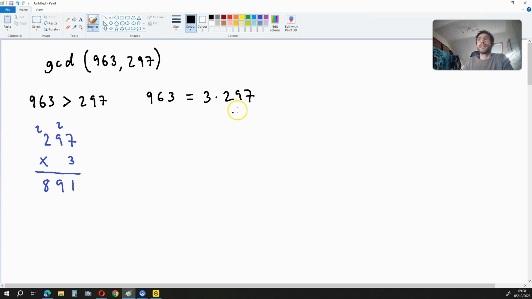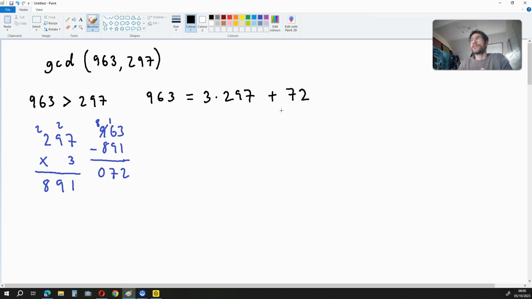But what's the remainder? Well, let's do 963 minus 891. This will give us 3 minus 1, which is 2. We borrow from here, 16 minus 9, which is 7, and 8 minus 8, which is 0. So the remainder in this case is going to be 72. So 963 is the same as 3 times 297 plus 72.